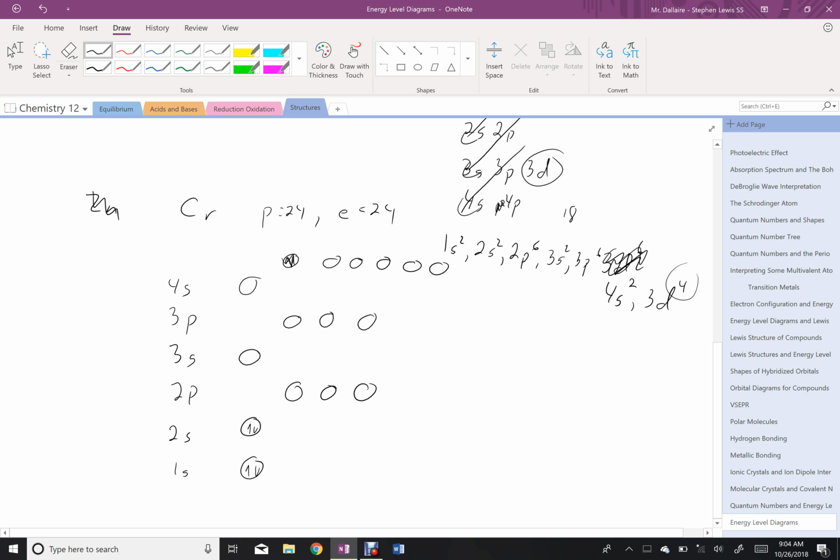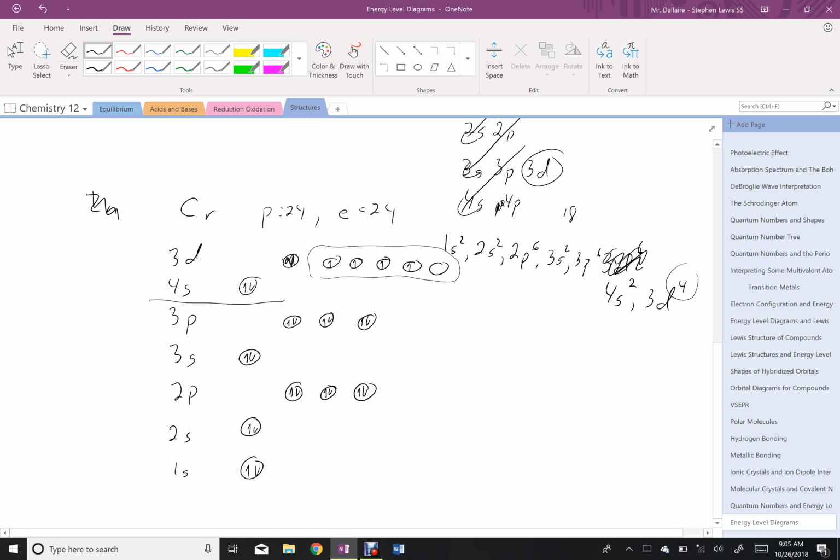Anyway. Okay, so continuing filling, my p's are full, my 2p's are full, my 3s is full, my 3p is full. My 4s gets its 2 electrons, and then my 3d gets 1, 2, 3, 4. Now, this is a little bit confusing because you're looking at this and you're seeing all this open space and you might think that that's opportunity for bonding.